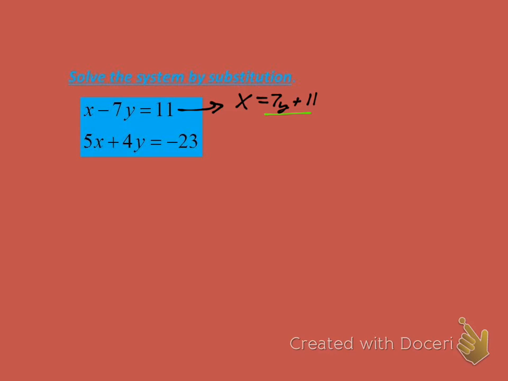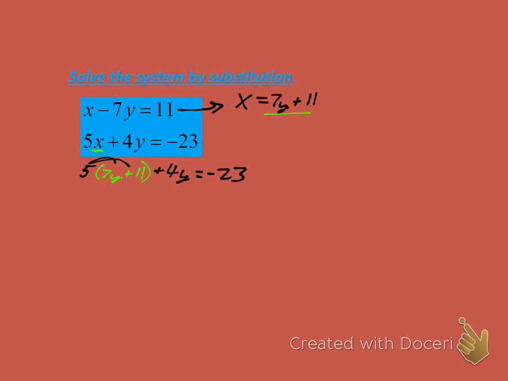Now that goes in for this x in the second equation. Okay. So you get 5 parentheses 7y plus 11 plus 4y equals -23. Very important to make sure you have all your signs right, bring them along from the original and different things like that. Otherwise your whole problem goes kaboom.